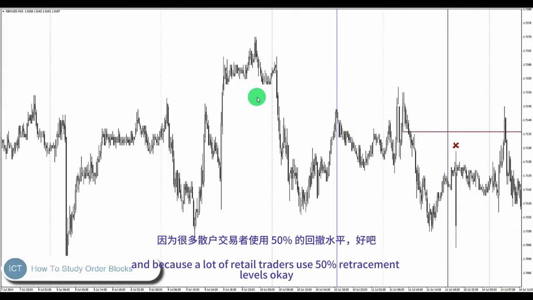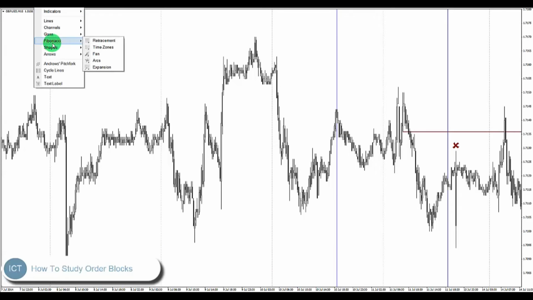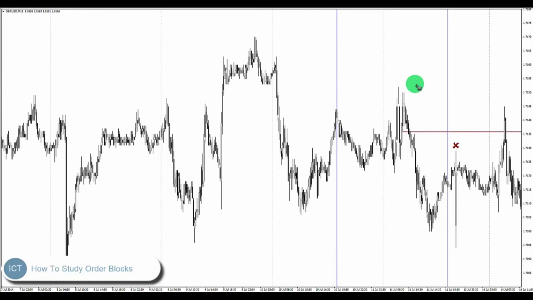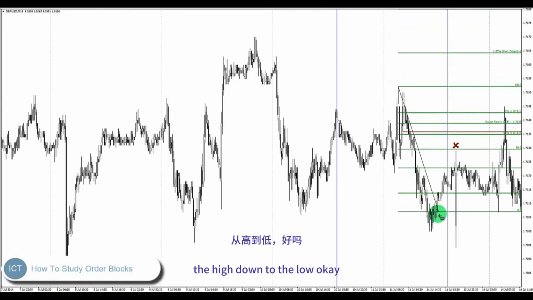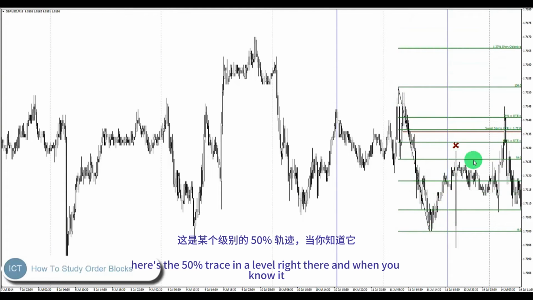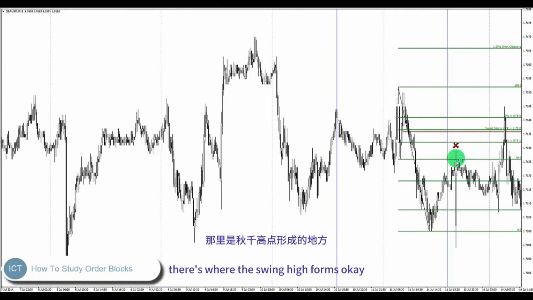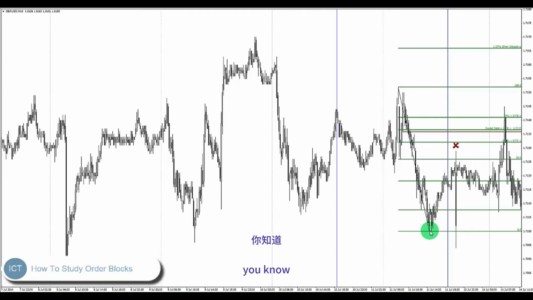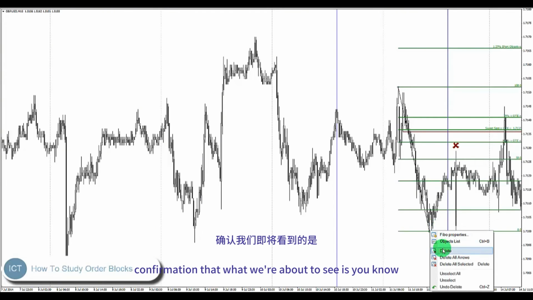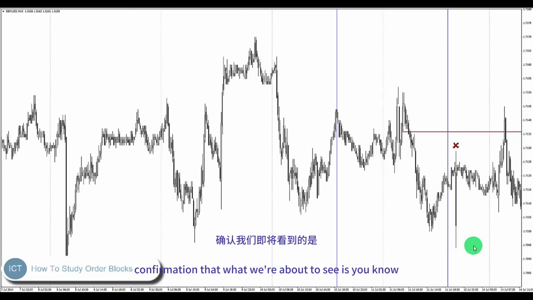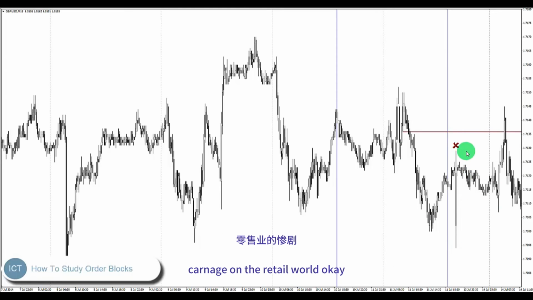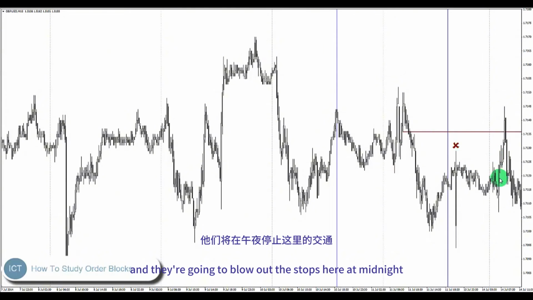Because a lot of retail traders use 50% retracement levels, let's look at this. The high down to the low, here's the 50% retracement level right there, and that's where the swing high forms. Then it starts to roll over a little bit in here. That's what we're looking for. That is the absolutely wonderful confirmation that what we're about to see is carnage in the retail world, and they're going to blow out the stops here at midnight.